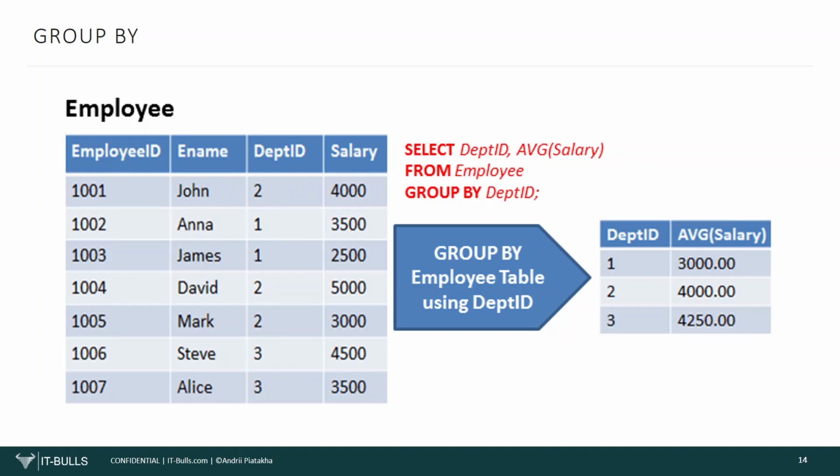The group by statement groups rows that have the same values into summary rows. It is often used with aggregate functions. It is often used with aggregate functions like count, max, min, sum, average to group the result set by one or more columns. Let's review this in a real demo.